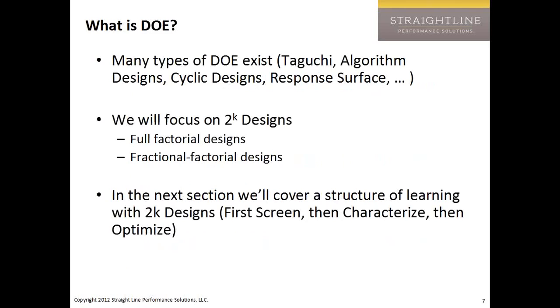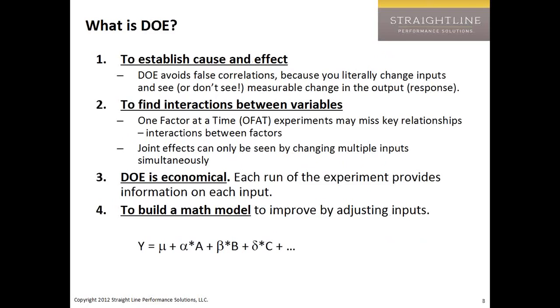You're actively changing the inputs to see what happens. Now, there's lots of different types. As I said, we're going to do 2 to the K. Why would you do it? Well, 3 different reasons. One is to establish cause and effect. Sometimes we have 2 things that are related to each other, but one doesn't affect the other. We can't make improvements based on that. We can make predictions, but we can't make improvements based on that correlation that is not causal. However, with DOE, we're actually wiggling the inputs so we can see if the outputs wiggle or if they don't.